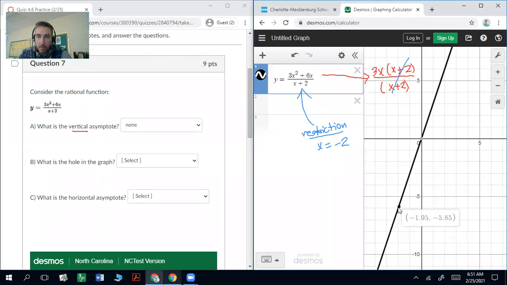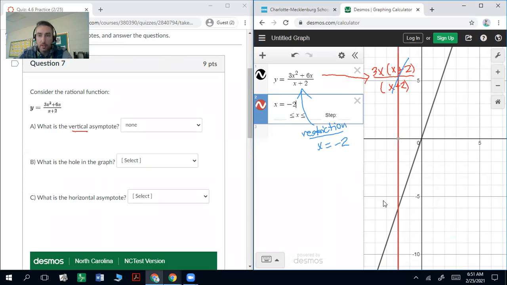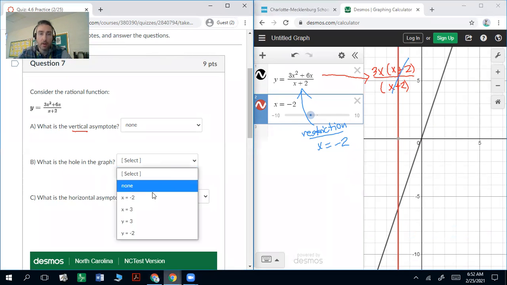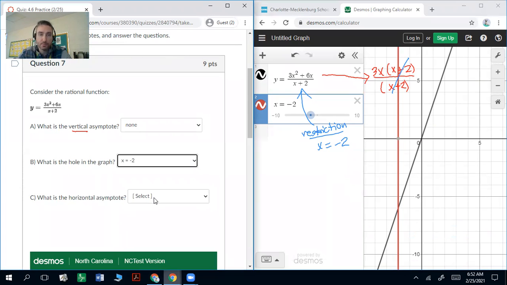scroll down here, and it'll say undefined. And you could also just say x equals -2, and you can see that they really don't cross here, right? There's no point of intersection. So that tells you there's no point on the graph at -2. So that's going to be a hole in the graph there, -2.